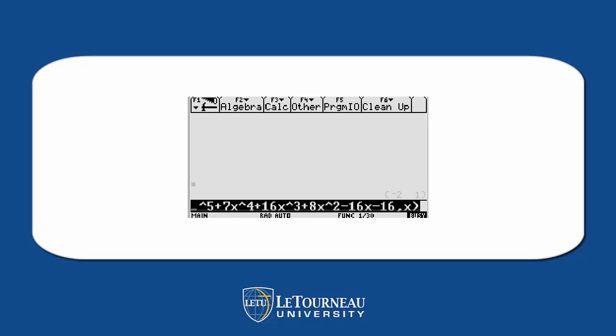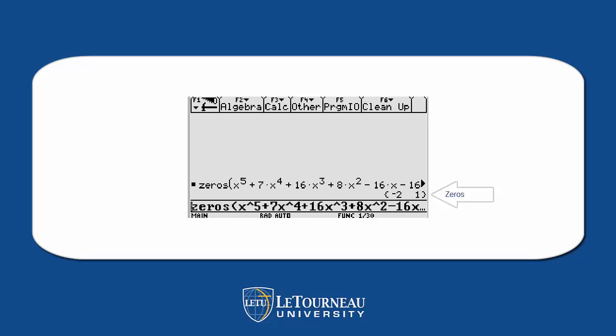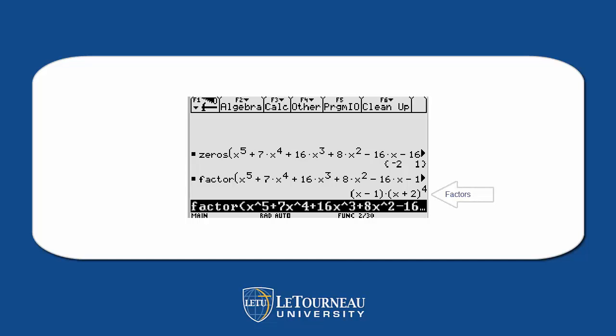Now remember, how many should we have? We should have 5. And there's only 2. Now, at least one of those has to be used a multiple number of times. So you remember what we do? We go back here and we change zeros to factor. Notice x plus 2 there is used 4 times. Now, how is that going to go across the x-axis?